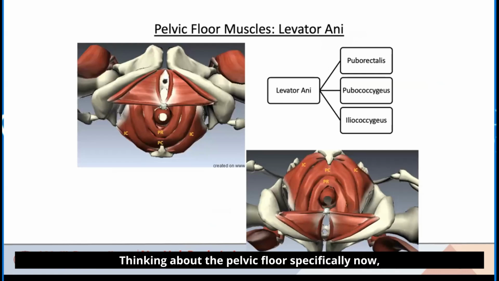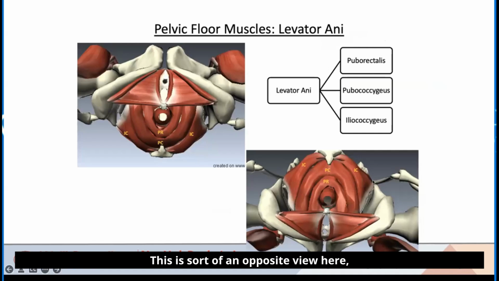Region. Thinking about the pelvic floor specifically, we have one of our main muscle groups, the levator ani, which has three different muscle groups that go into it. This is the anterior portion of the pelvis here and the posterior portion of the pelvis and tailbone here. You can see these different layers of muscle: the puborectalis, the pubococcygeus, and the iliococcygeus. Those are the three muscles that make up the levator ani group.